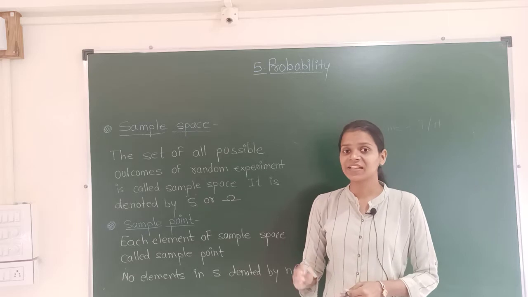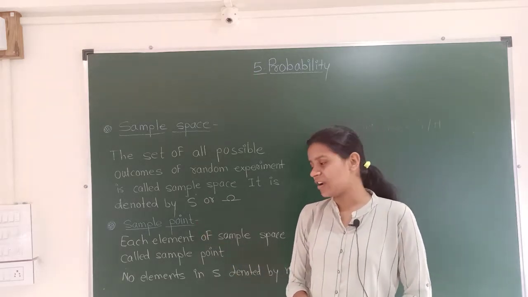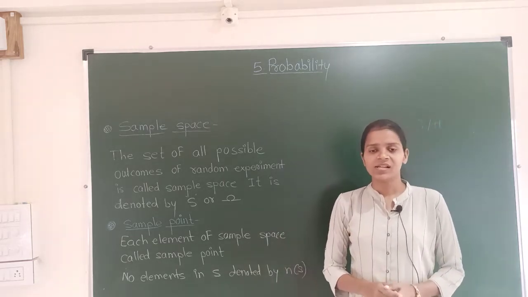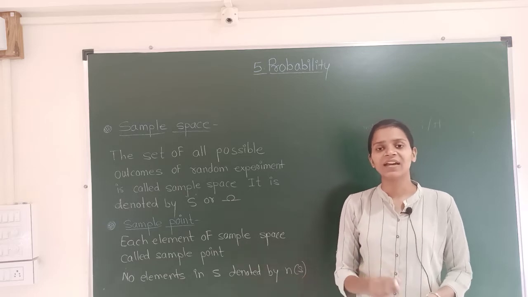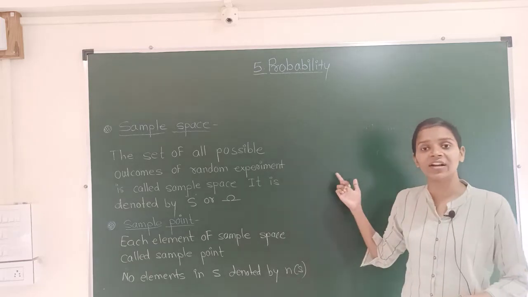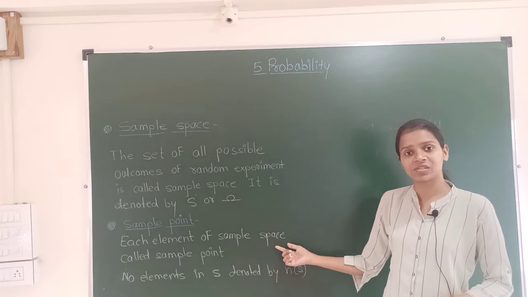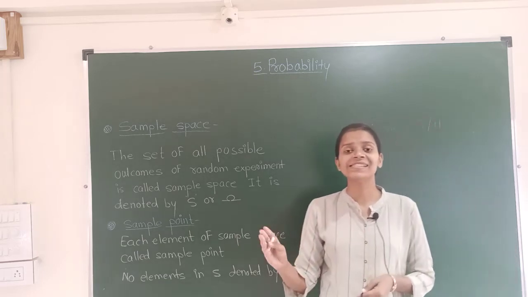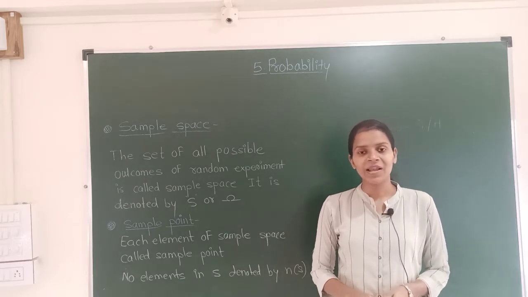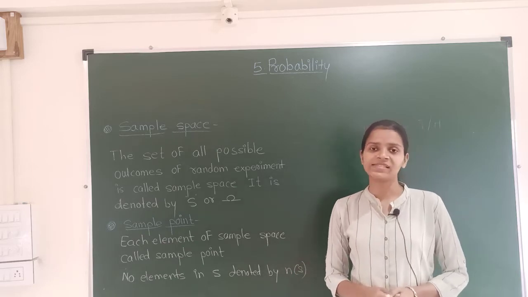If sample space is understood, we will shift toward sample point. Each element of a sample space is called a sample point. A sample space may consist of a number of elements. Suppose a die is thrown, then there are how many possibilities? That is 6. So the sample space for throwing a die has 6 elements. The number of elements in a sample space are called sample points. If there are 6 elements in a sample space, therefore the sample points are 6.